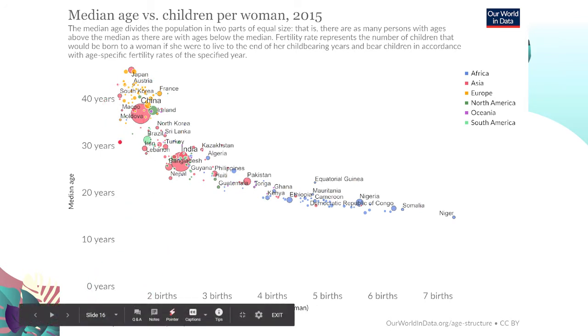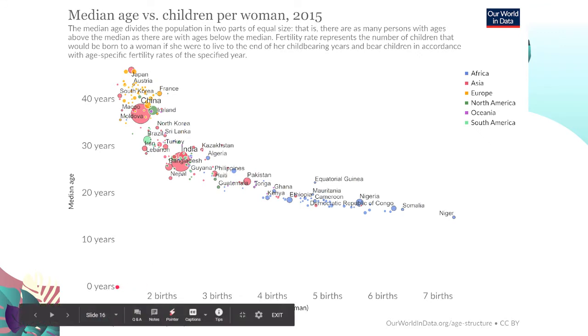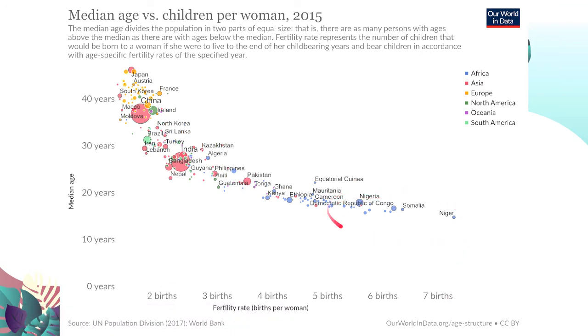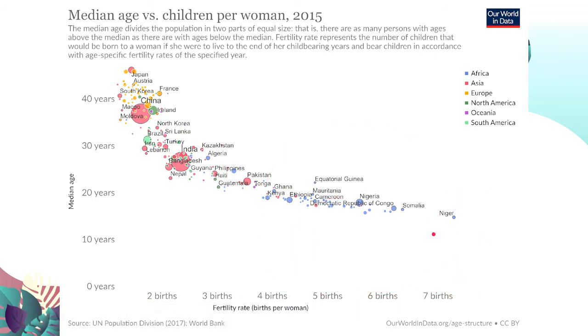So those who got married between 30 to 40 years, in countries such as Japan, South Korea, Macau, Moldova, Ireland, China, they only have between 0 to 2 children. While those who got married at a younger age, around puberty up to 20 years old, they tend to have more children, 5, 6, 7 children, or 5, 6, 7 births in their lifetime.